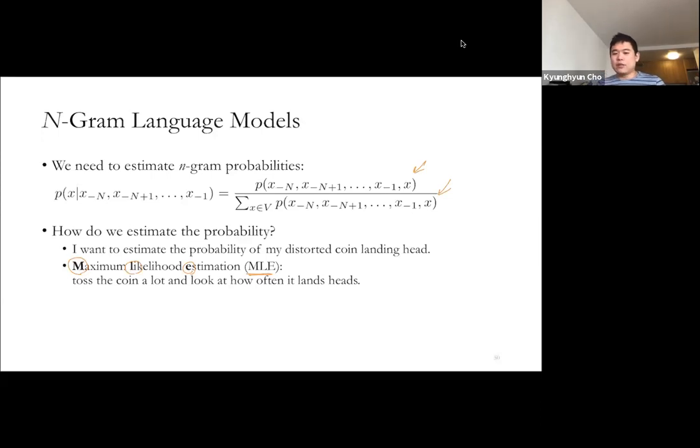Maximum likelihood estimation consists of two stages. The first stage is data collection. We're going to toss the coin a lot, for instance. Let's say I want to know the probability of the coin landing heads. I'm just going to toss it a lot and a lot. Once I collect the data, I look at how often it landed heads, and that tells me the probability of the coin landing heads the next time I toss it. So the first stage is data collection, and the second stage is estimation. This is maximum likelihood estimation, and we're going to use this framework to estimate these two n-gram probabilities.